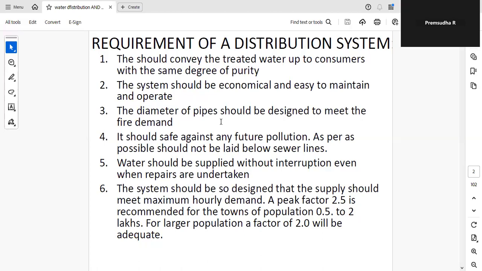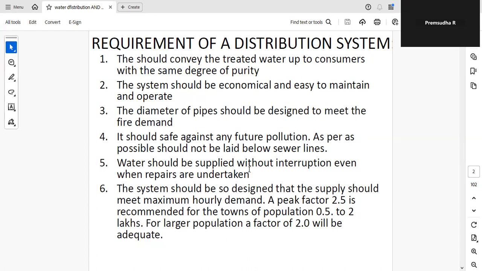The requirements of a good distribution system: it should convey the treated water up to the consumer with the same degree of purity. The system should be economical and easy to maintain and operate. The diameter of pipes should be designed to meet the fire demand. It should be safe against any future pollution as far as possible, so it should not be laid below the sewer line; it should be laid above the sewer line.